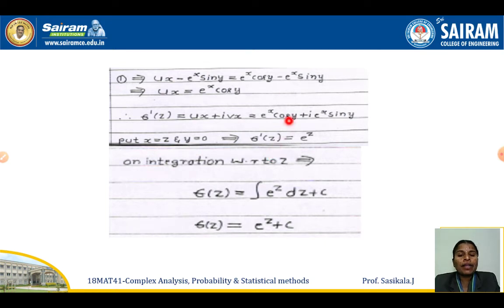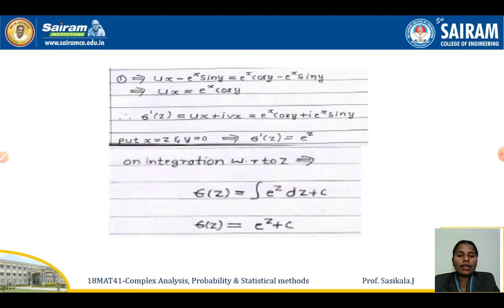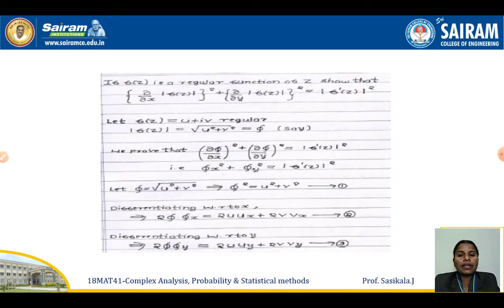What is that? Put 0: cos 0 will be 1 and sin 0 will be 0, so I will get only the e power z term. On integrating with respect to z, we get f of z equal to e power z plus c. The question asked us to find f of z as u plus iv, so we have found f of z equals e power z plus c.